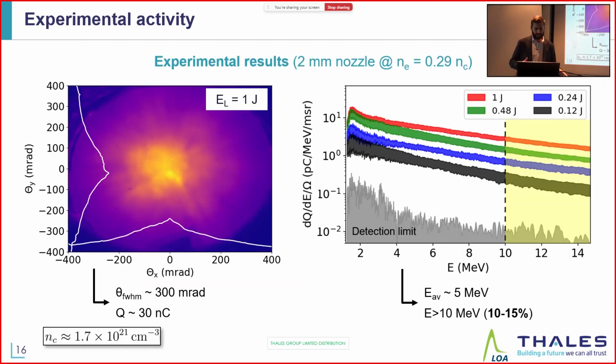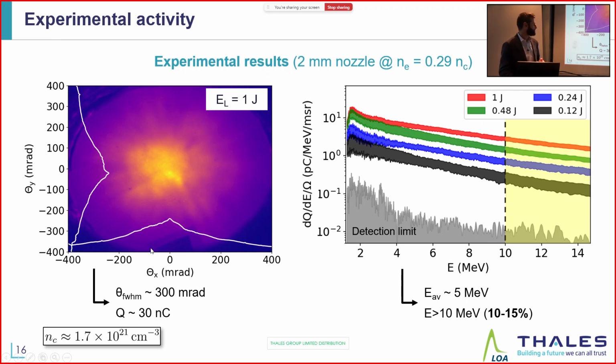And this is a first characterization of the beams we were able to produce. This was obtained using the bigger nozzle at around 30% of the critical plasma density, so the densities are normalized with respect to this value. And this image in particular of the BPM was obtained using a 1 joule laser pulse. And just to give you an idea of the sort of electron beams we are dealing with, these are very huge, very divergent beams. We estimate a full width at half maximum divergence of around 300 milliradians. So these are, again, very huge compared to usual laser plasma accelerated electrons. And also the charge, this is the highest we were able to measure, 30 nanocoulombs.